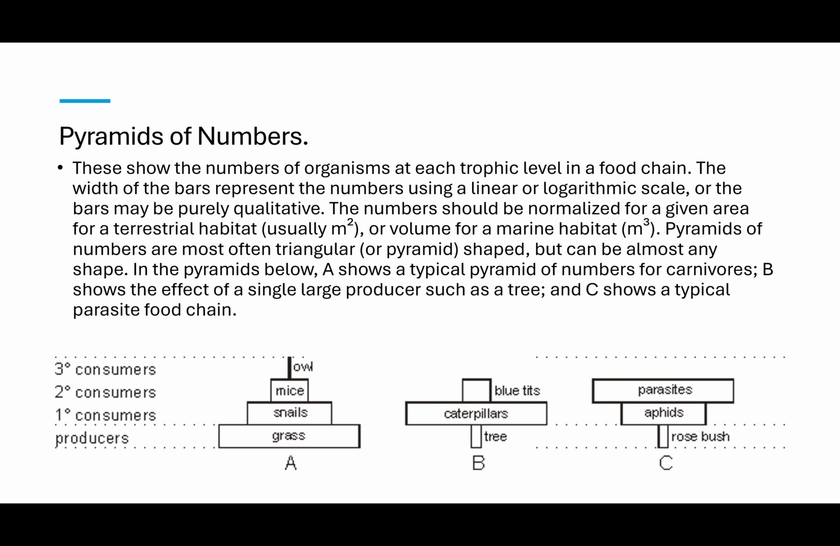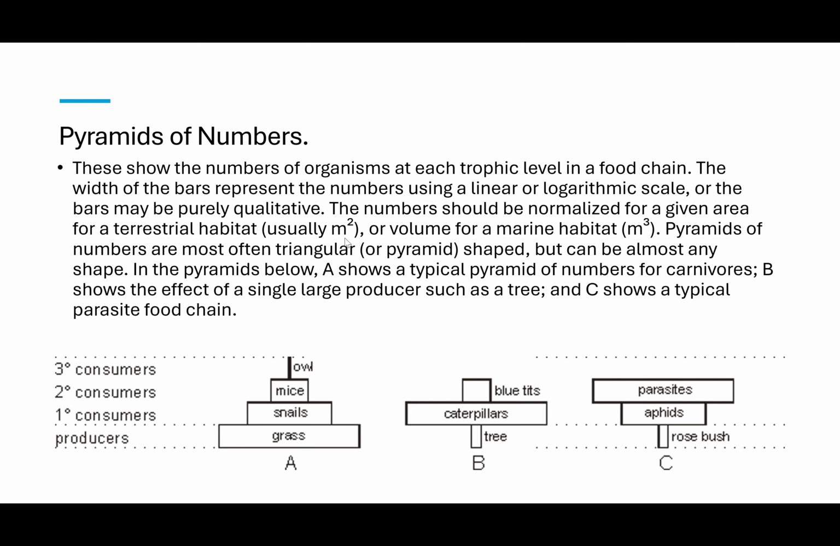We did something like this before when we used the quadrat in CSET biology, and the volume itself would be used for marine habitats. So pyramids of numbers are most often triangular. They're generally a pyramid shape. So why is this? The producers tend to be typically the most numerous organisms within the environment, and then the number of organisms will decrease as we go up the trophic level.